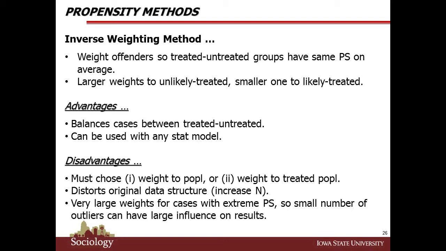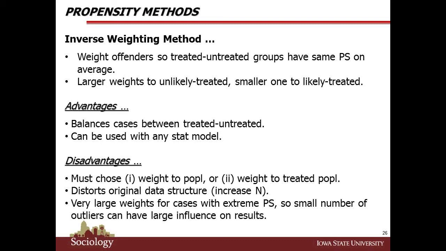The advantage is that it doesn't violate any assumptions of any statistical model. So if you use the inverse weighting technique, you can use almost any kind of evaluation model you choose. The main disadvantages are, well, you could read through these disadvantages, but the main two are that, one, it distorts the original structure of the data. And so in our example, we had 1,300 offenders. When we did the weighting, we had 2,500 offenders. So we've increased the size, but we've increased them artificially just simply through double counting offenders through the weighting process.